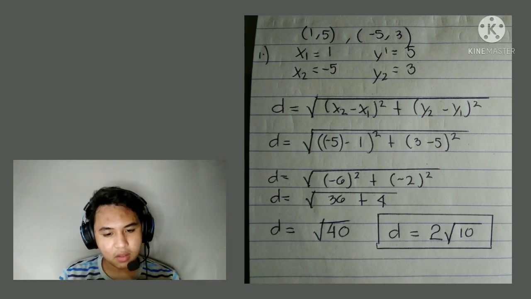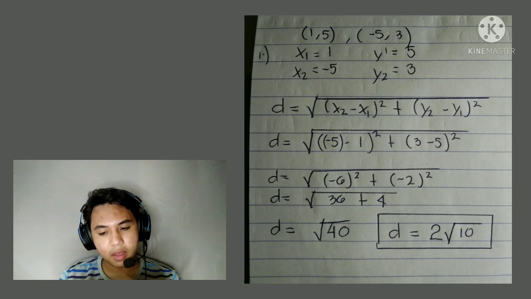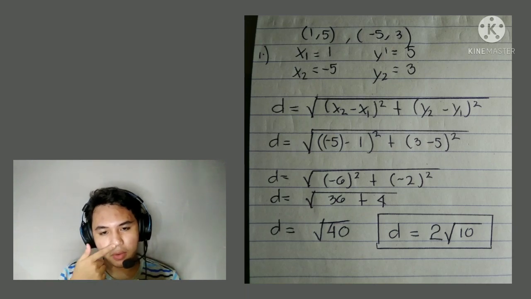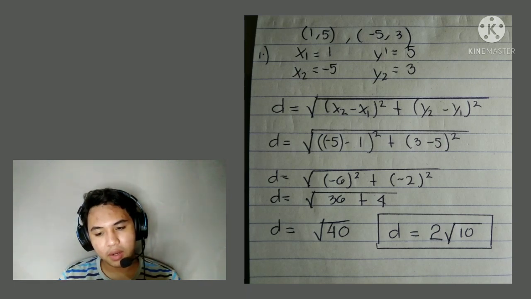So to solve for the distance, we can use a formula. Distance is equal to the square root of the quantity x sub 2 minus x sub 1 squared plus the quantity y sub 2 minus y sub 1 squared. So now we can plug in our given. So distance is equal to the square root of the quantity negative 5 minus 1 squared plus the quantity 3 minus 5 squared.